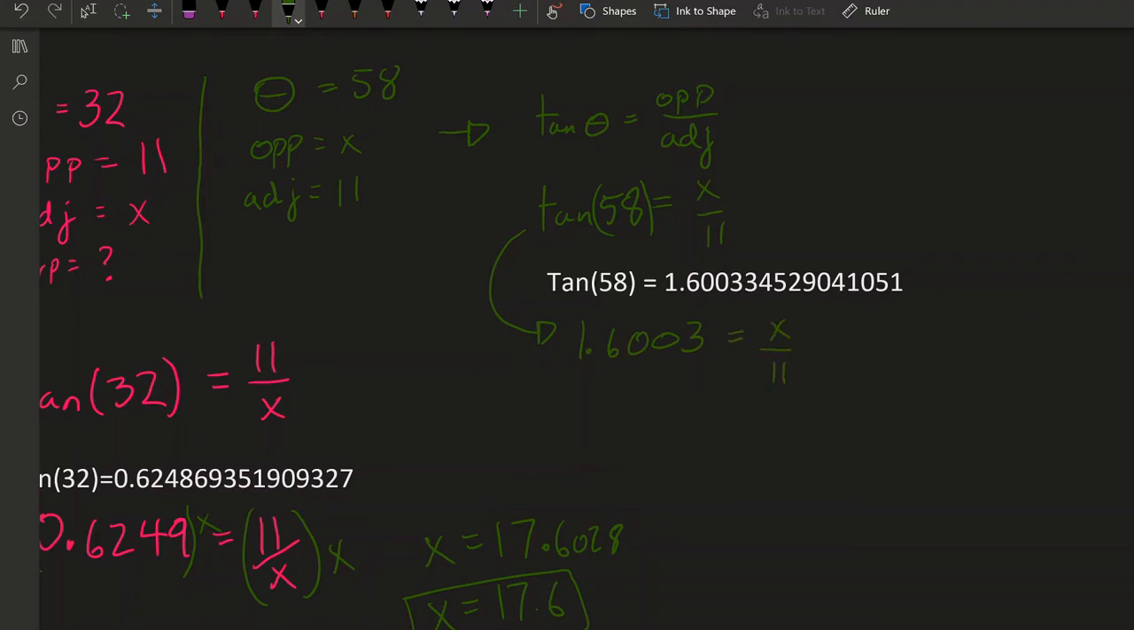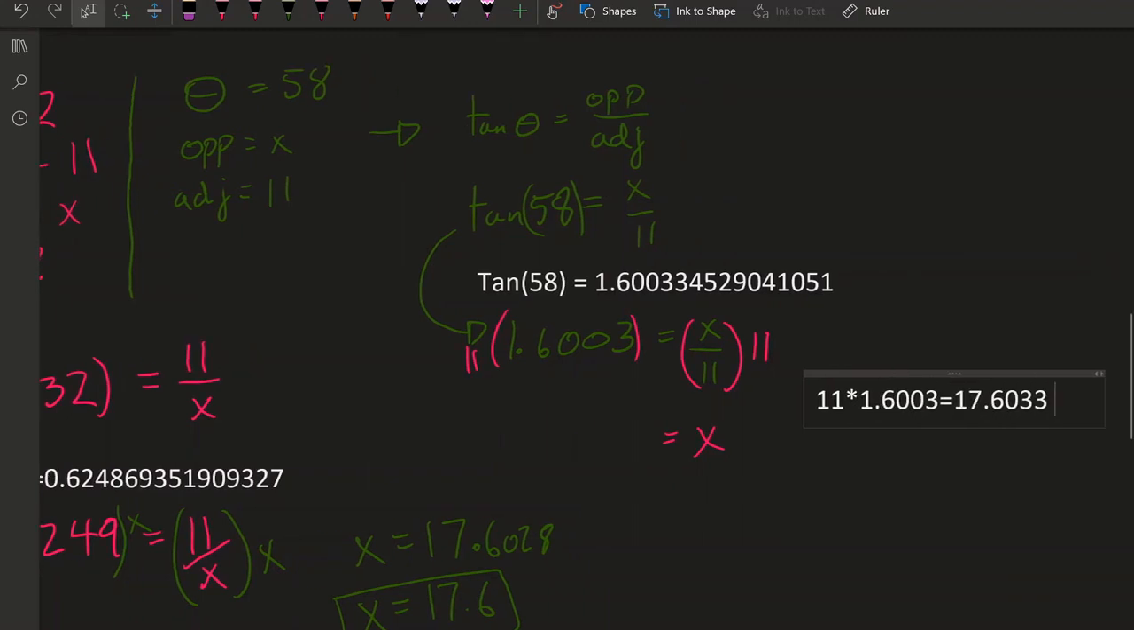And now in this one, the variable's in the numerator, so all I need to do to solve this is multiply both sides by 11, and I get x is equal to 11 times 1.6003, which is equal to 17.6033, but like I said, we'll round to the nearest tenth on our homework, so it'd just be 17.6. Let's do one more example.